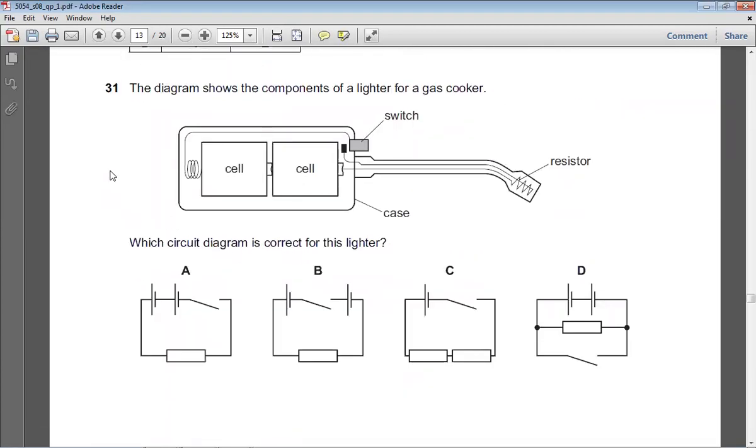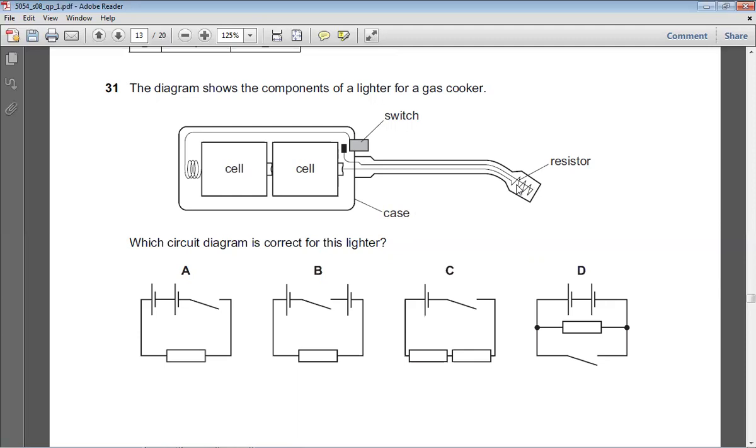The diagram shows the components of a lighter of a gas cooker. Which circuit diagram is the correct one for this lighter? So here you have two cells, then a switch, and then that heating thing, that resistor which will start glowing due to the heat. Which circuit diagram is correct for this lighter?